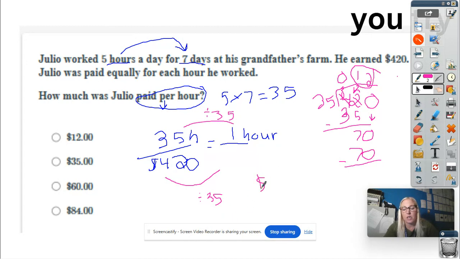How much does Julio get paid per hour for working on his grandfather's farm? He gets paid $12 an hour.